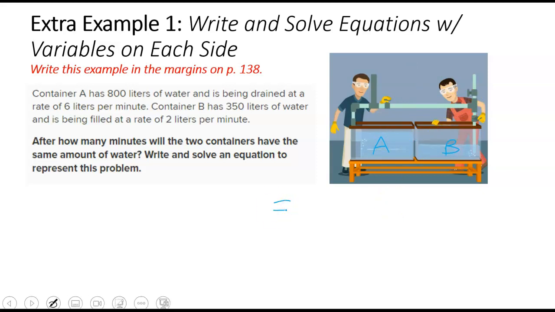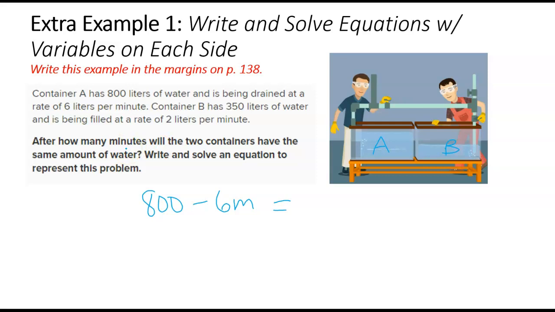Well, again, let's look at each of these separately. Container A has 800 liters to start out, but it's being drained at a rate of 6 liters per minute. So we're taking away 6 liters per minute. And I'm going to use m since we want to know how many minutes. It doesn't have to always be x.